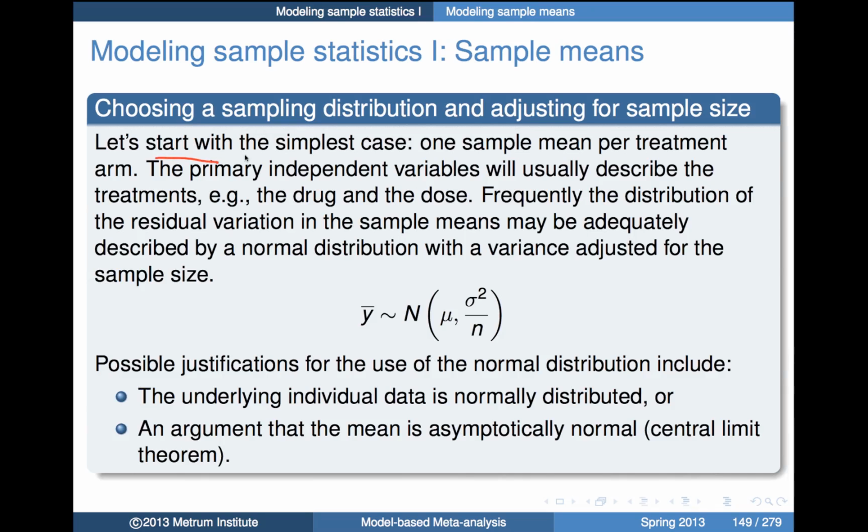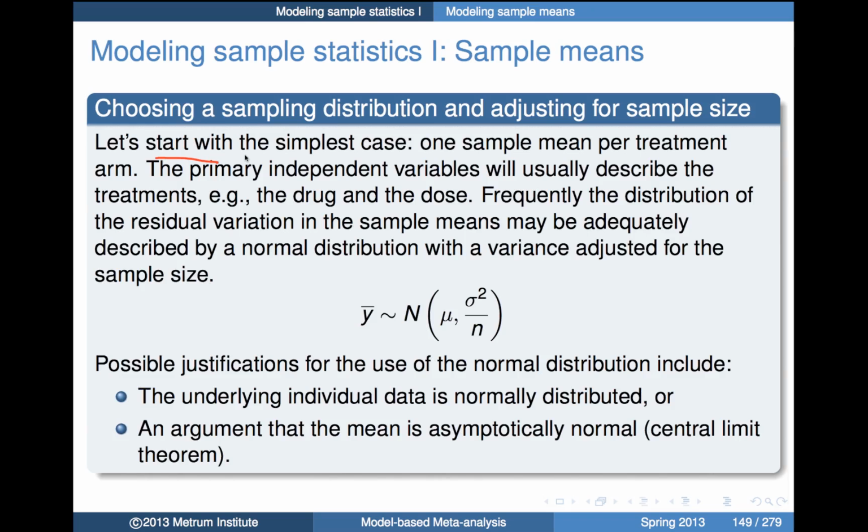Again, let's start with the simplest case where we've got one sample mean per treatment arm. The primary independent variables in this will usually describe the treatments. For example, what drug and what dose of that drug are being administered within that treatment arm.